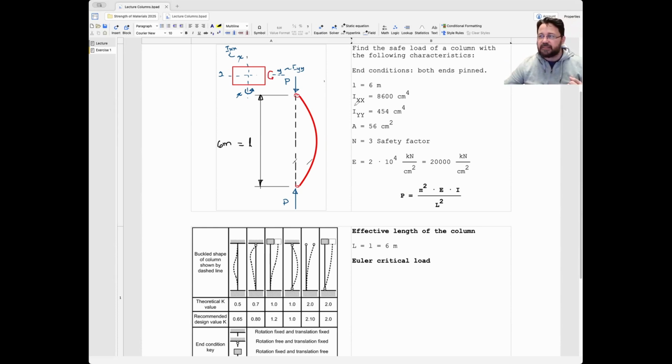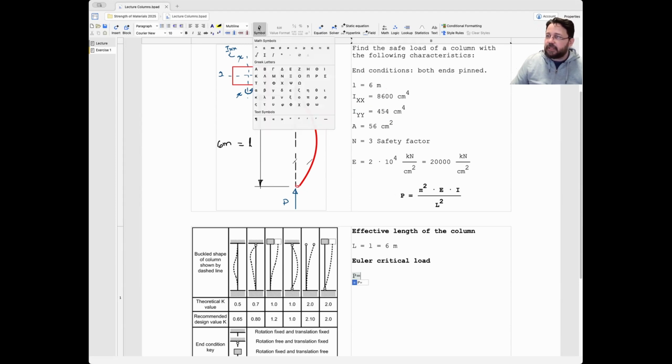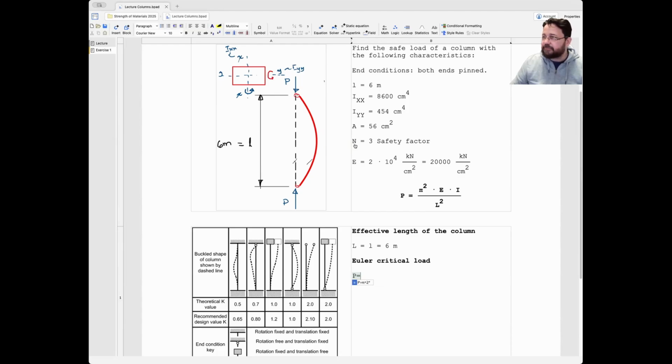Well, the smallest moment of inertia is going to give you the smallest critical load, which means that if I would use the largest moment of inertia for calculation, then it might buckle around the other axis. So you always have to use, talking about Euler, the minimum or the smallest moment of inertia. So if I want to calculate the critical load according to Euler, it is going to be equal to pi squared times E, which is this here, times the smaller moment of inertia, this one here, divided by the effective length of the column squared. There it is.